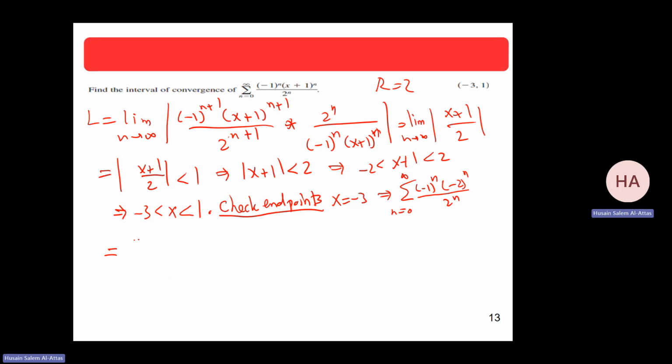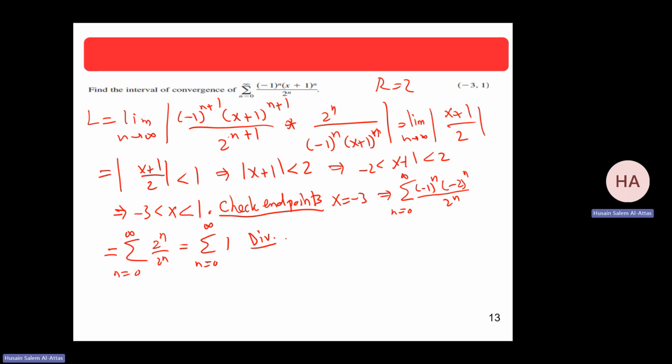And that, if you combine it, will be the sum from n equals 0 to infinity, everything to the power n. -1 times -2 is 2, over 2. It will be 2 to the power n over 2 to the power n, which is 1. I know this series diverges: 1 plus 1 plus 1 plus 1 plus 1. For sure, it will be diverging.